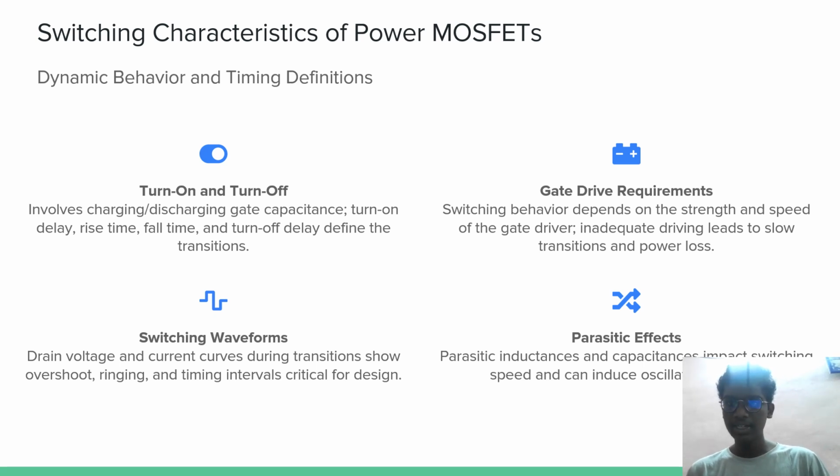transitions. Gate drive requirement: switching behavior depends on the strength and speed of the gate drivers. Inadequate driving leads to slow transitions and power losses. Switching waveform: drain voltage and current curves during transition show overshoot, ringing, and timing intervals critical for design. Parasitic effect: parasitic inductance and capacitance impact switching speed and can induce oscillations.